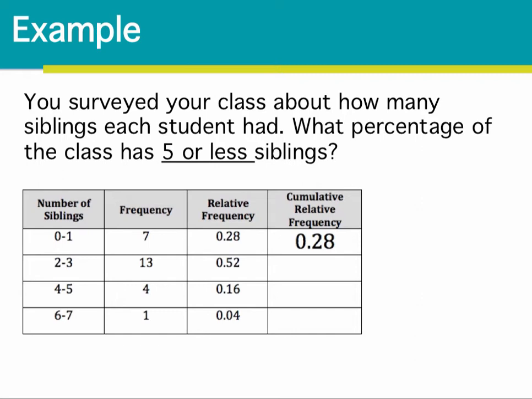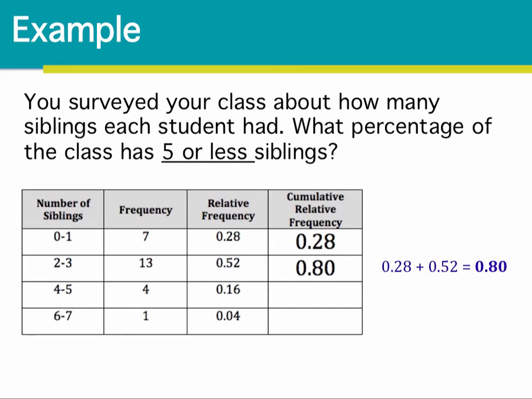So the first row has been done. Since there are no data values below 0, the cumulative relative frequency is the same as the first relative frequency, 0.28. For the next row, we're going to add the first row and the second row's relative frequencies together. 0.28 plus 0.52 is equal to 0.80. So we're going to put that in the second row.